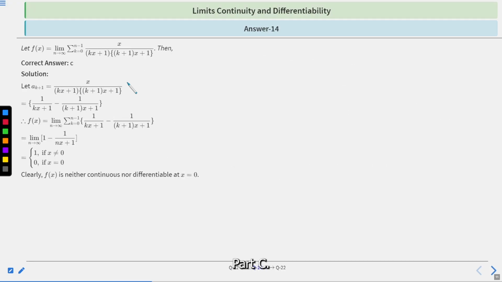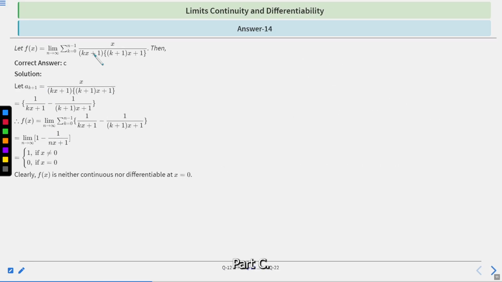Okay, let's move to the solution part. The k-th term can be written as x upon (kx plus 1) into ((k plus 1)x plus 1), right? Now it can be written as ((k plus 1)x plus 1) minus (kx plus 1), right? So after solving this, you will get 1 upon (kx plus 1) minus 1 upon ((k plus 1)x plus 1), right? Therefore, f(x) is equal to limit n tending to infinity summation of k equal to 0 to n minus 1 of 1 upon (kx plus 1) minus 1 upon ((k plus 1)x plus 1), right?